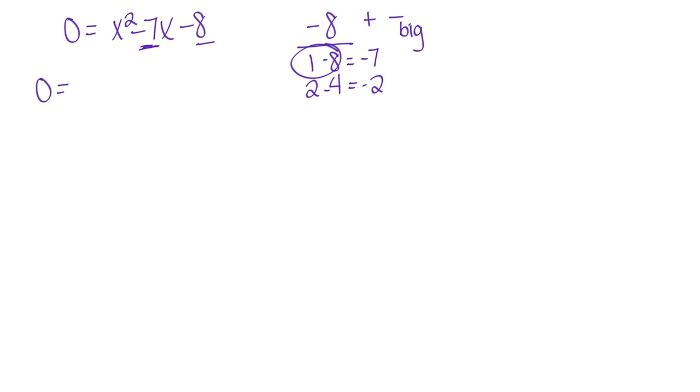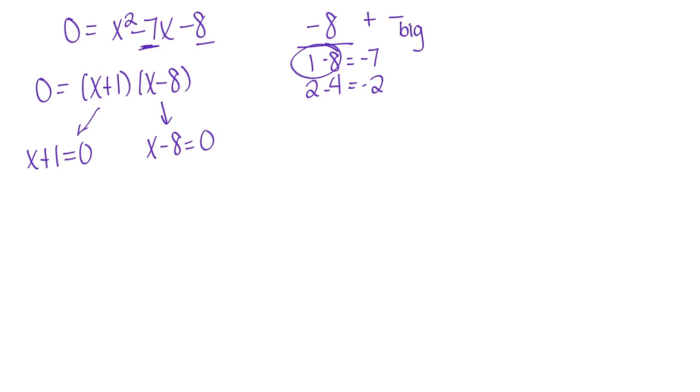So this tells us that 0 equals x plus 1 times x minus 8. So now we can set each of these equal to 0, and we can solve for x. So we have x minus 8 equals 0 and x plus 1 equals 0. So now we subtract 1 from both sides, and that gives us x equals -1. Here we add 8 to both sides, and that gives us x equals 8.